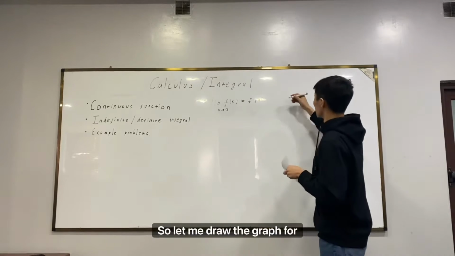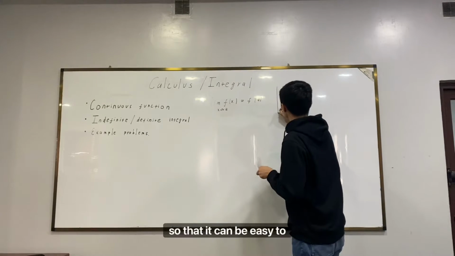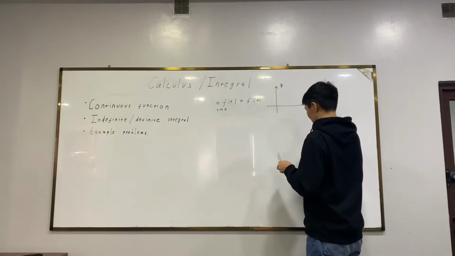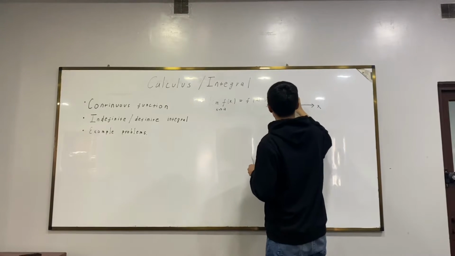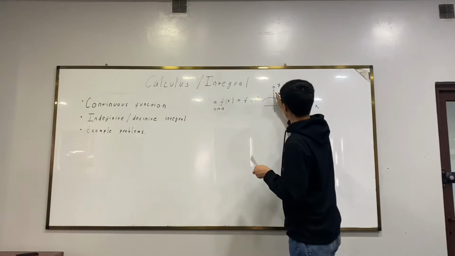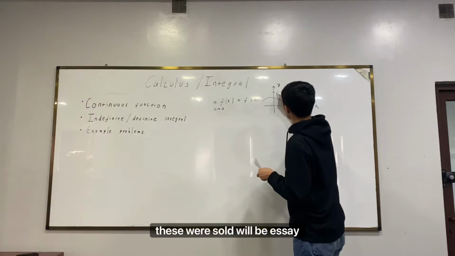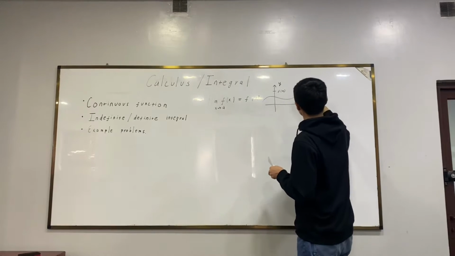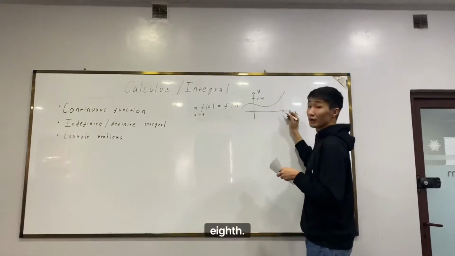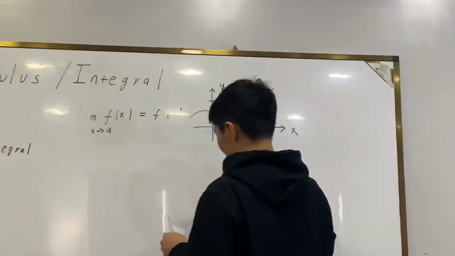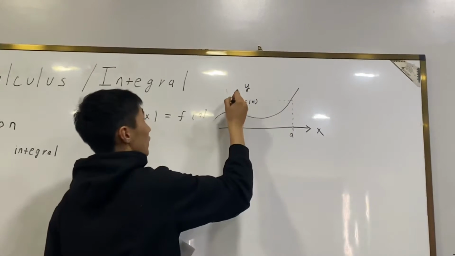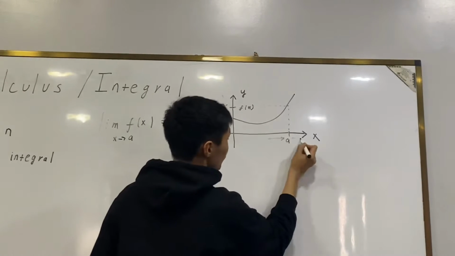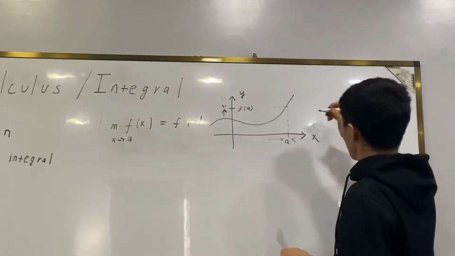So let me draw the graph for this so that it can be easy to understand. Y, x. So this is our graph, and this result will be f(a), and when f(a) intersects the graph here, this will be our a, and x approaches here, and a will be approaching here. So this will be our f(x).